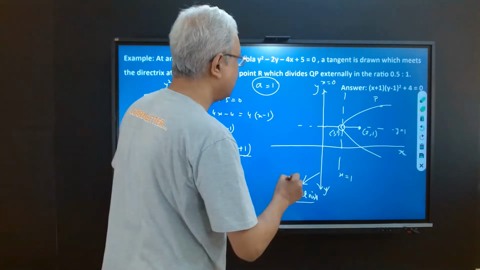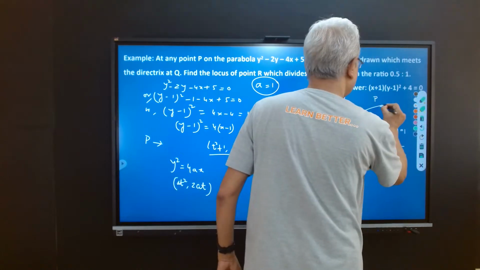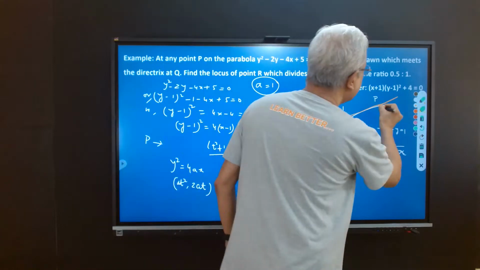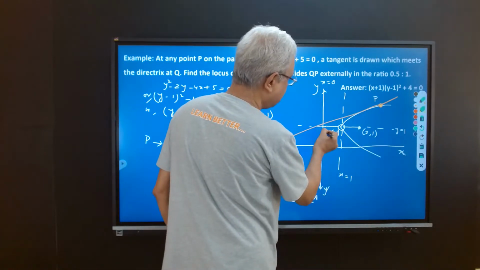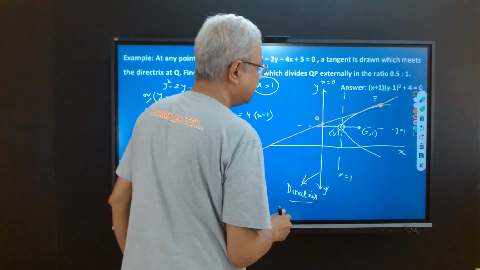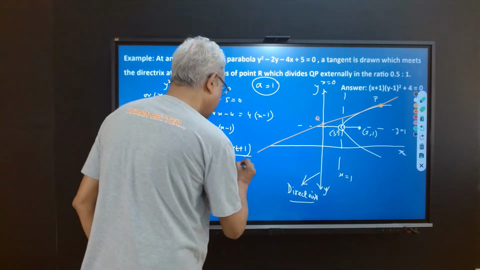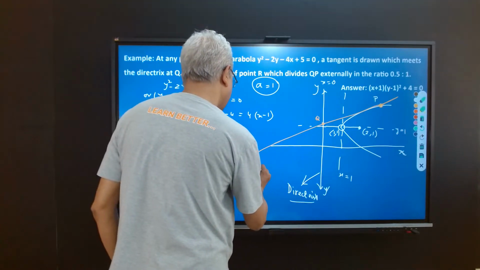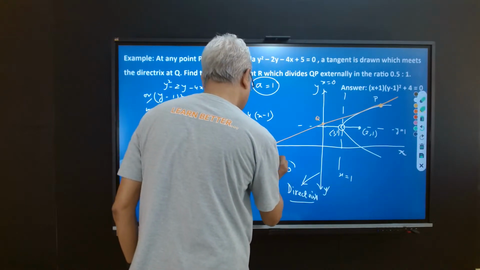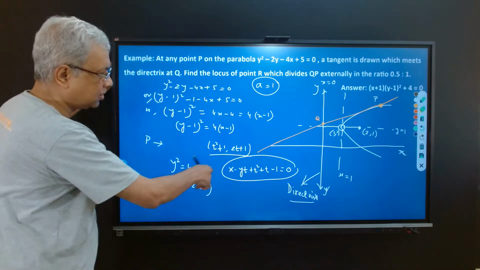And we have derived the equation of the tangent. The tangent looks like this. The tangent at P cuts the directrix at Q. Now the equation of the tangent that we already derived is x minus yt plus t square plus t minus 1 equal to 0. Okay, so up to this we did, then the board disappeared. So this is the thing.